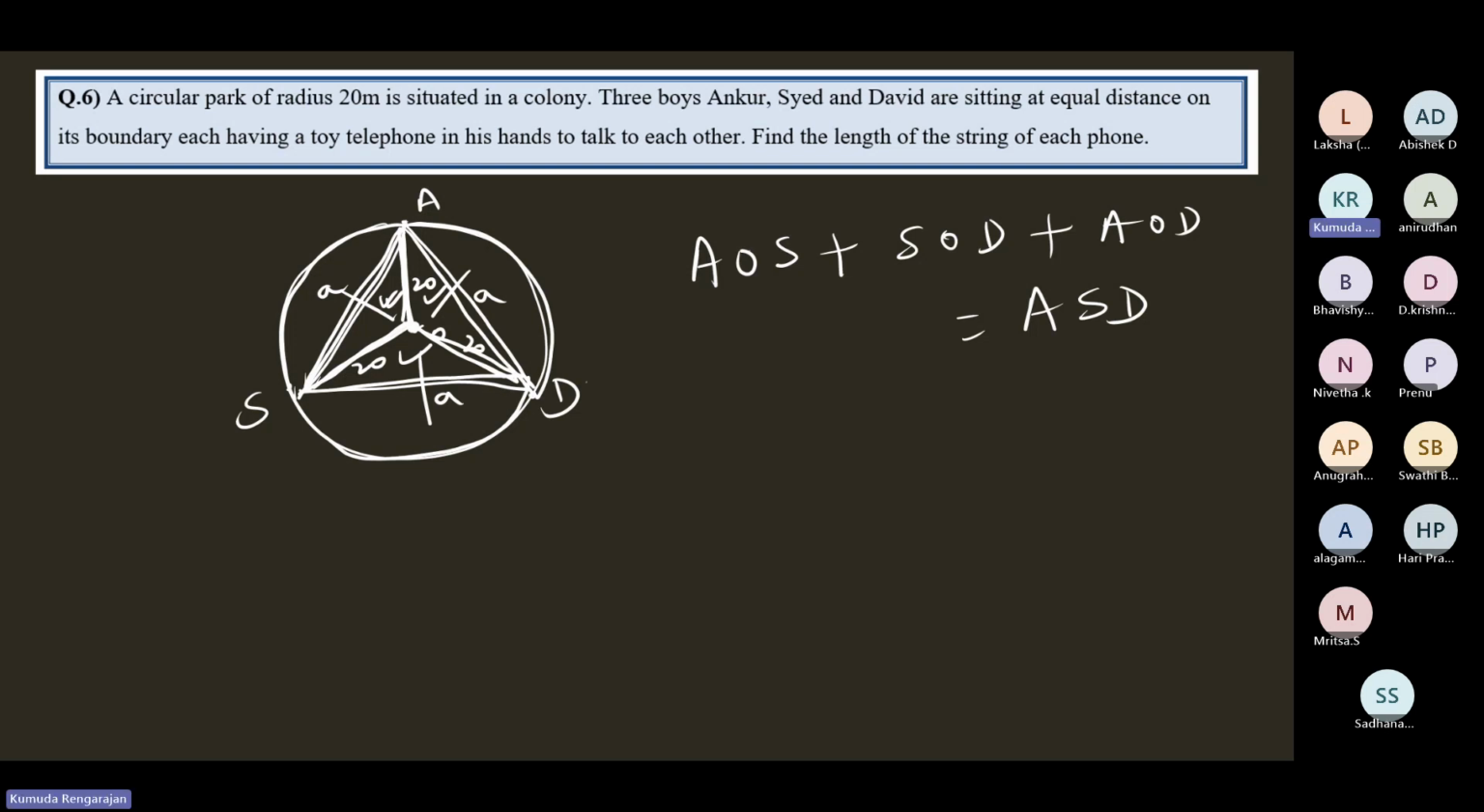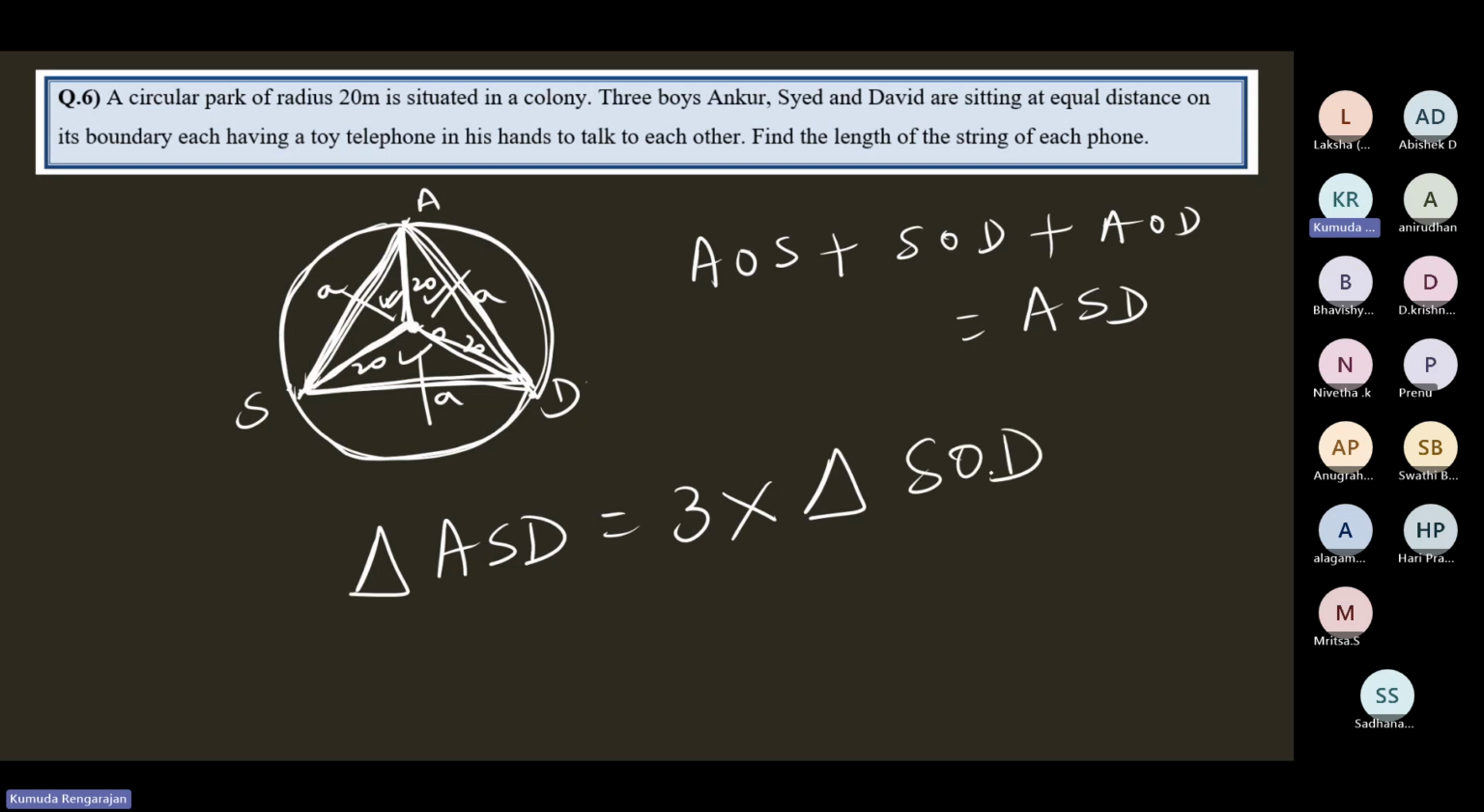So then our equation is still simpler. Area of triangle ASD, the whole triangle, is equal to 3 times the area of any one triangle. You can write 3 times area of triangle SOD. That's all. You need to find the area of the whole triangle using Heron's formula.